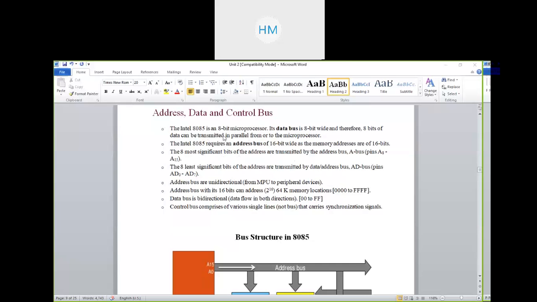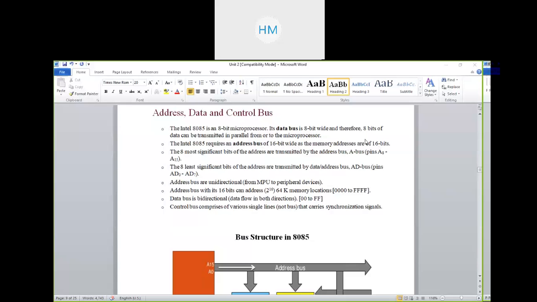The Intel 8085 is an 8-bit microprocessor. Its data bus is 8 bits wide, and therefore 8 bits of data can be transmitted in parallel to or from the microprocessor. Here there is no serial communication, it is parallel. At a time you can fetch 8 bits of data. The Intel 8085 requires an address bus 16 bits wide, as memory addresses are of 16 bits. With 2 to the power 16, 64K can be addressed.